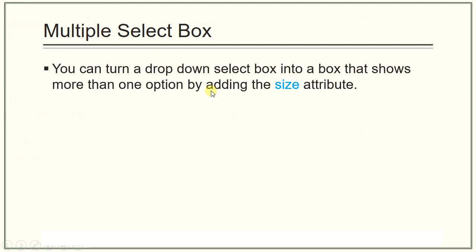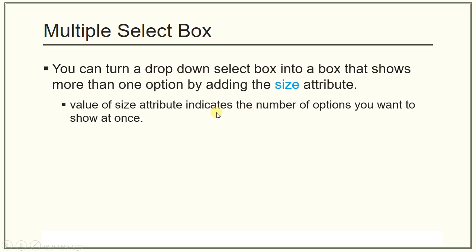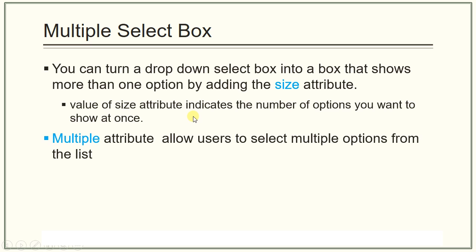As compared to a drop-down list box, the multiple select box allows you to display more than one option at the same time. Just add the size attribute to convert your drop-down list box into a multiple select box, where the value of the size attribute indicates the number of options you want to display at the same time. Moreover, it is also possible to select more than one item from the list by adding the multiple attribute.